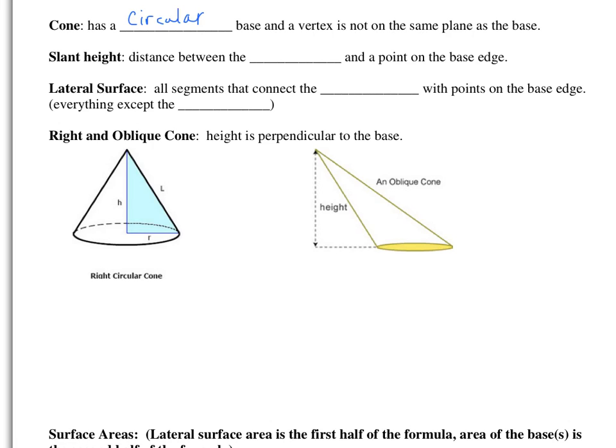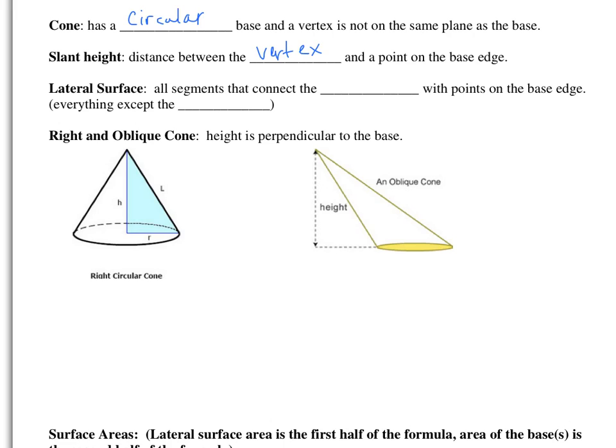Next is our slant height: the distance between the vertex and a point on the base edge. So if you remember from our pyramid, it was the height of the triangle along the edge. We don't really have a lateral edge on a cone just because it is circular around the outside of it. So it's really just the slanted part. So a cone's a little more obvious of where the slant height is going to be. So that's my little l right there.